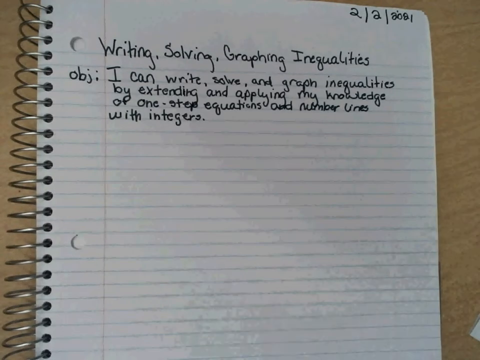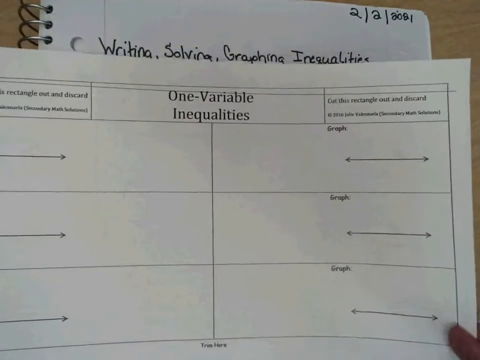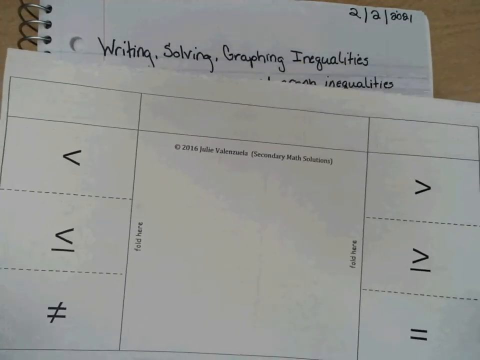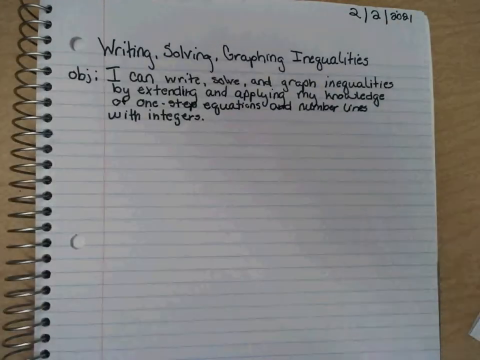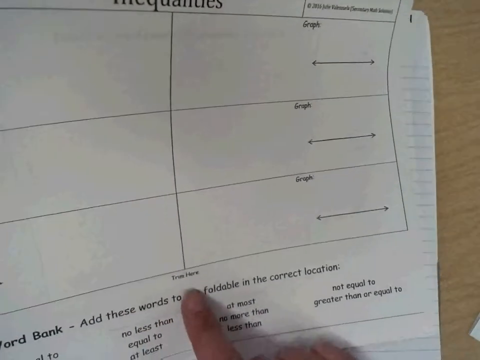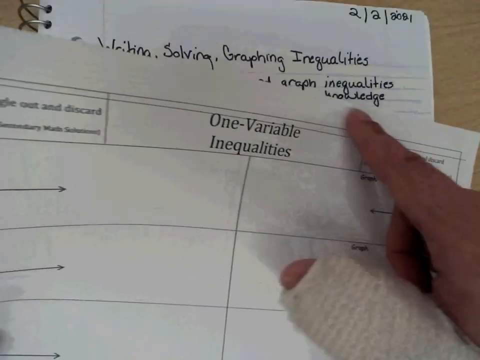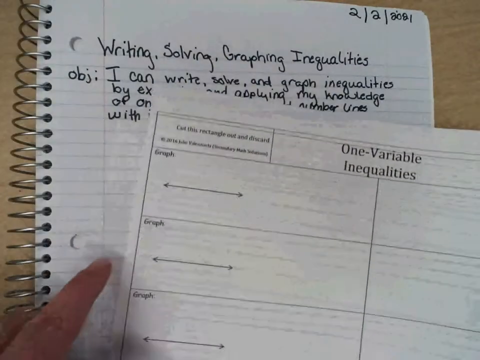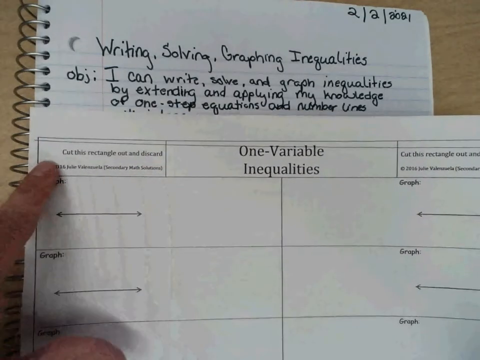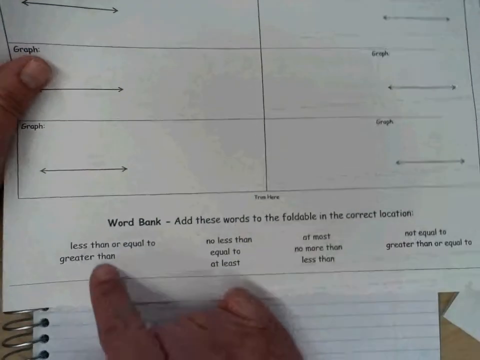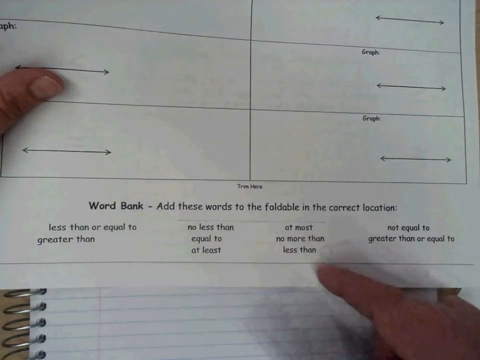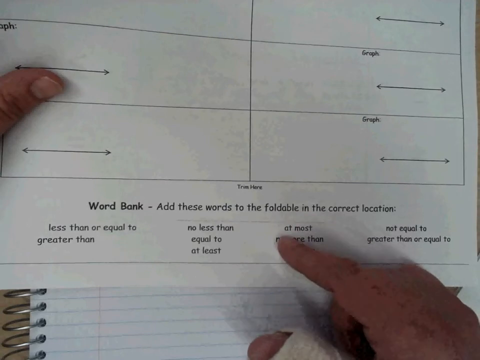Okay, so the next thing you have is a foldable that looks like this. With this side facing you, where it says trim here, I want you to trim all the way around it on the bold lines. If you'll notice in the top corners, it says cut this rectangle out and discard. So cut them both out and discard. Down here is your word bank, okay? This is something that you need to keep with you. Don't throw it away just yet, as you will need it when you get into the foldable.